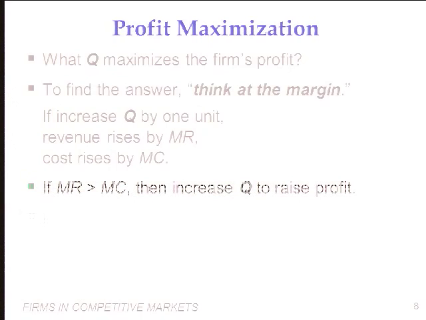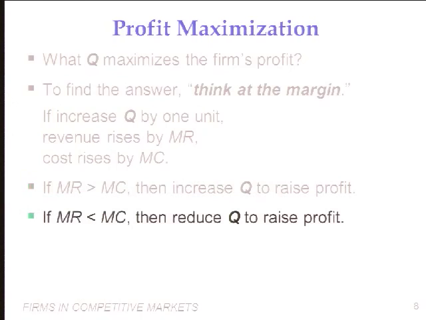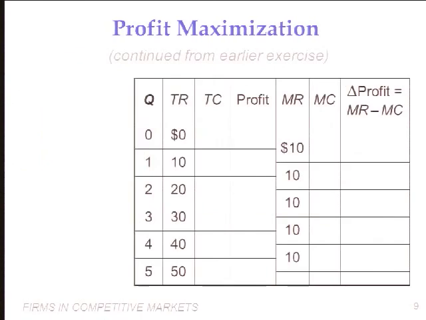So let's look at our earlier exercise and fill out the information that was missing when we looked at the total revenues that Alan told us. Now let's presume that these are our total costs for each of the quantities listed in the left column, 0 through 5. Okay, so profits are easily computed.